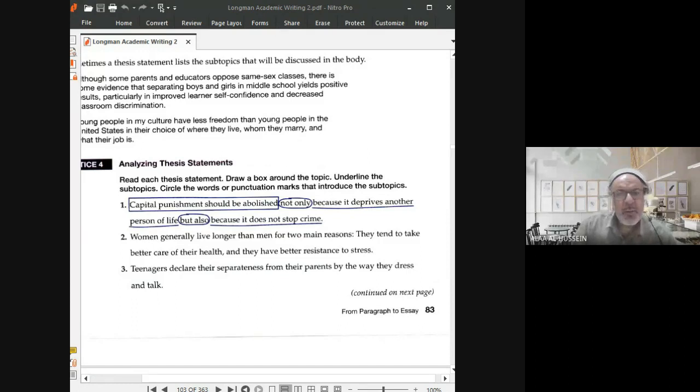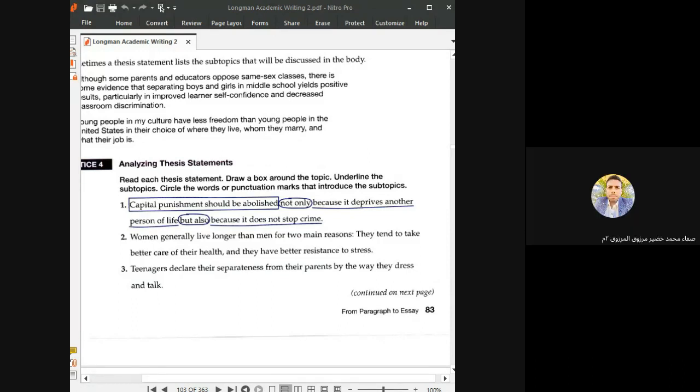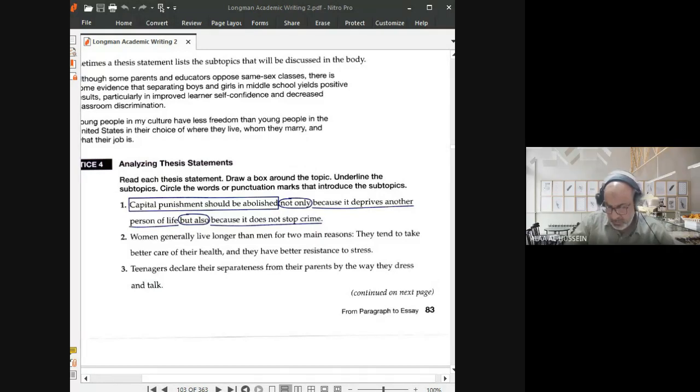Yes. Safa Muhammad Khdair, what do you say? Yes, doctor. The thesis statement is capital punishment. Not the thesis statement. The statement is the whole sentence. The whole sentence is a thesis statement. But the thesis statement has different parts.